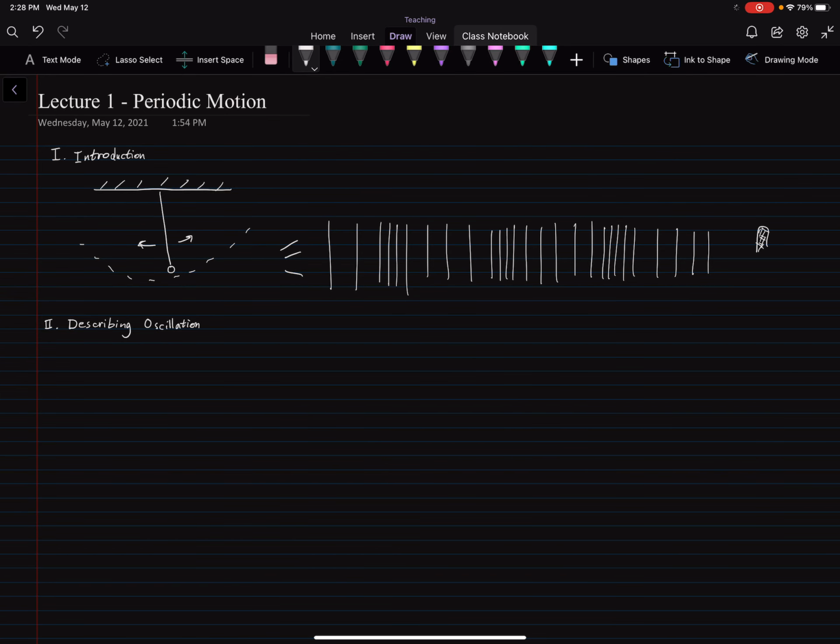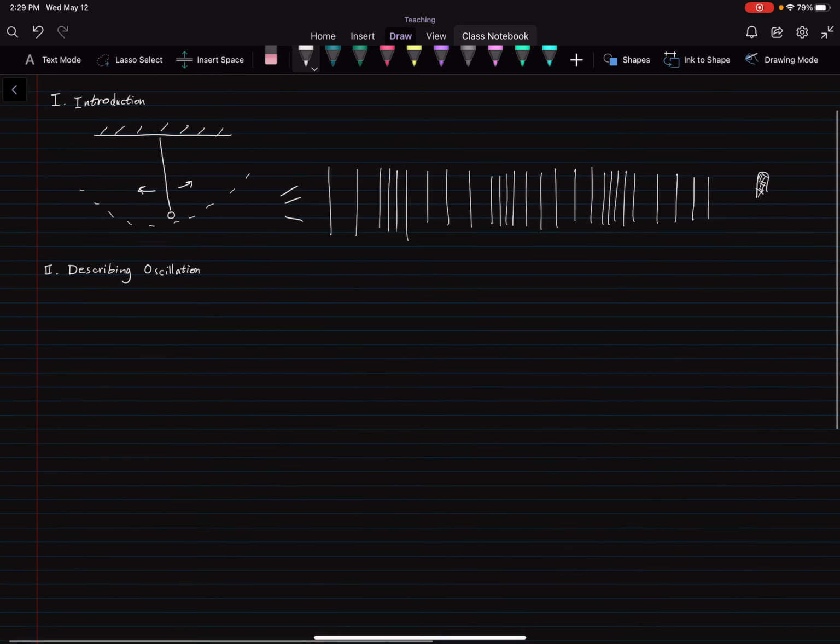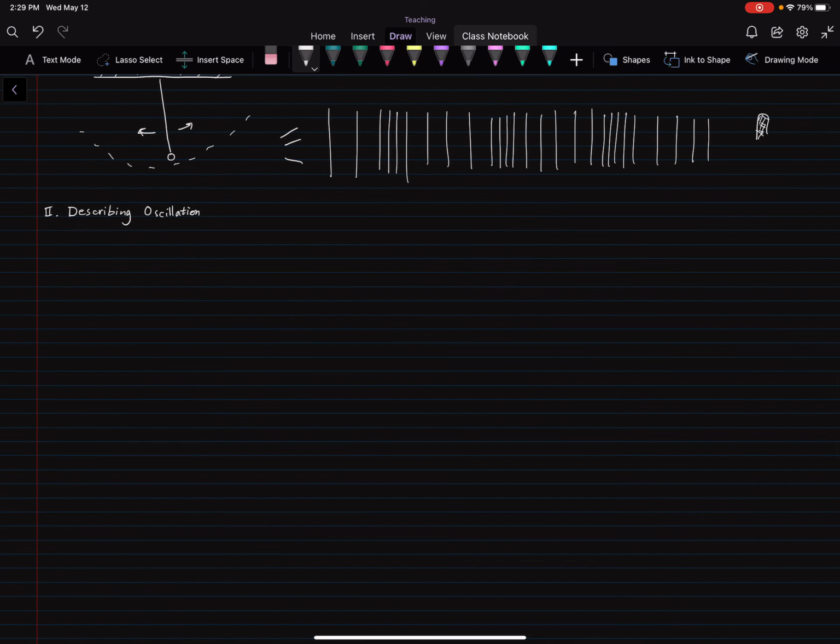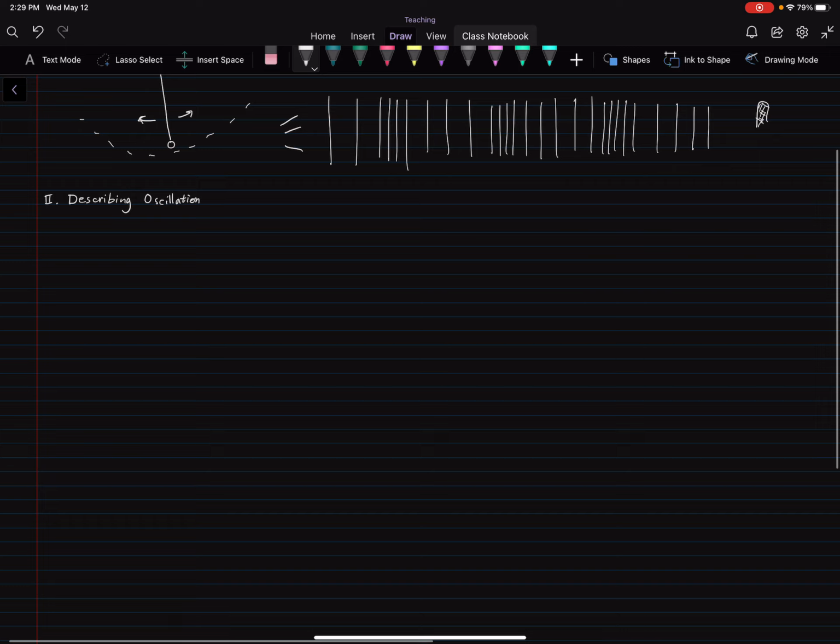So, describing oscillation, here are a couple of questions that might be nice to seek an answer to. Why does periodic motion occur? And what are the requirements for oscillation, for periodic motion? What's interesting is we've already seen a system which demonstrates periodic motion: springs and elastic materials. That probably came up in your first physics course.